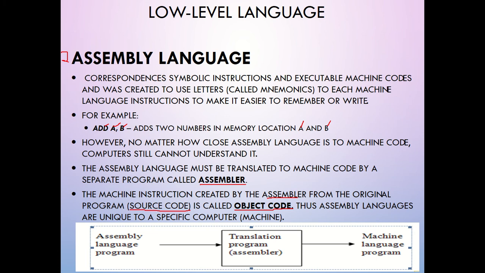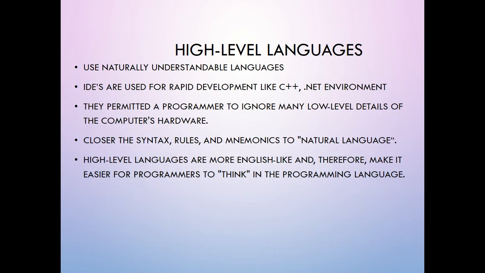The assembly language program goes to the translation program, the assembler, and then the output is the machine language program of 0s and 1s, because computers understand only 0 and 1. This is what assembly language means.